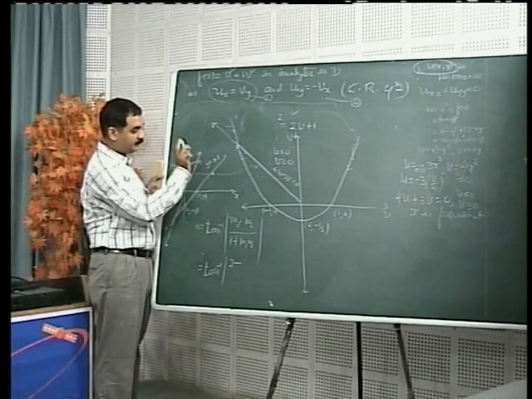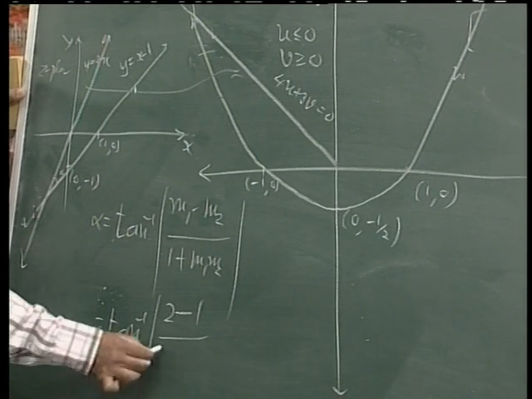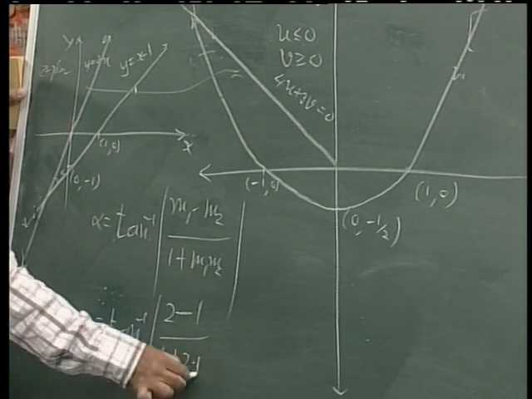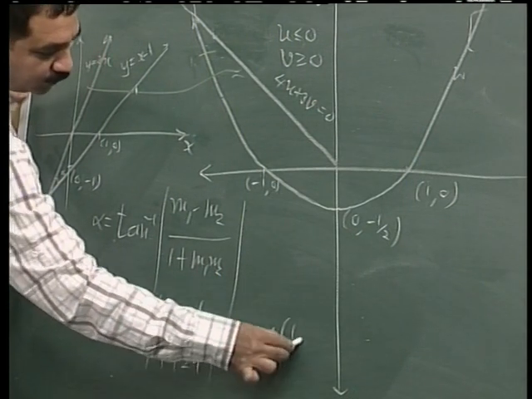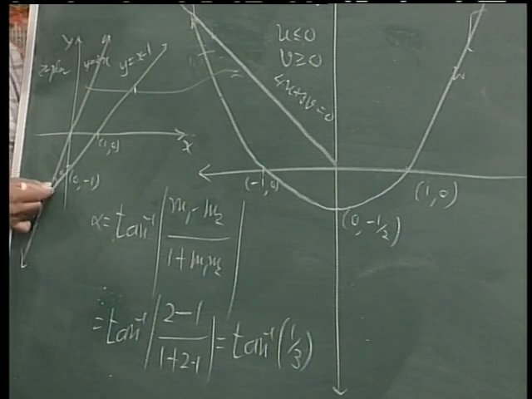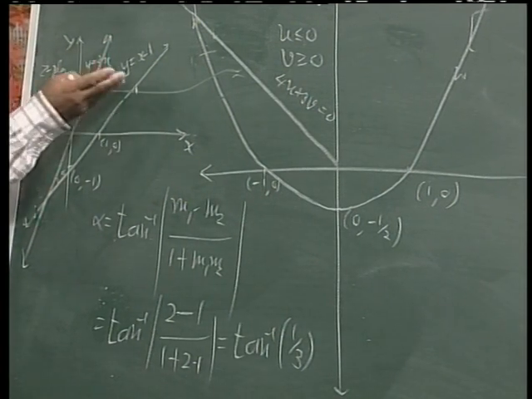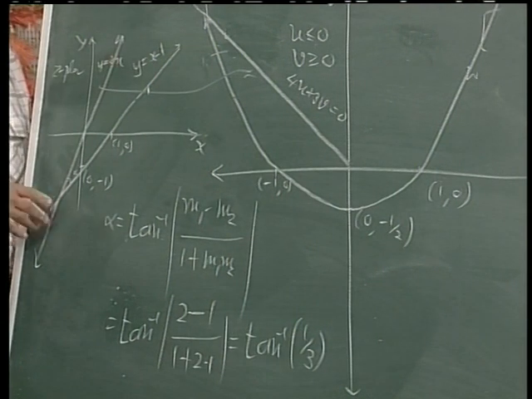Because y equals mx plus c, the multiple of x is 1. This is 1 upon 1 plus 2 into 1, which is tan inverse 1 by 3. So alpha, the angle between these two lines y is x minus 1 and y equals 2x, is tan inverse 1 by 3.